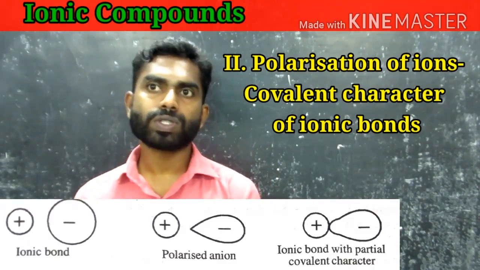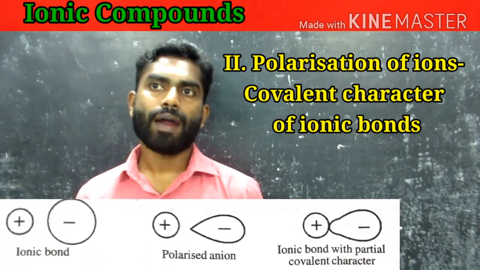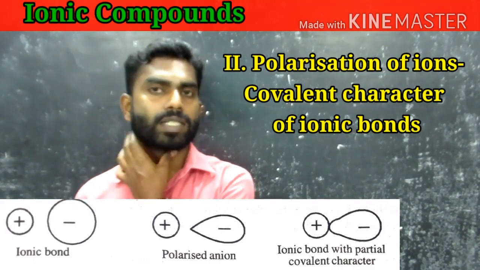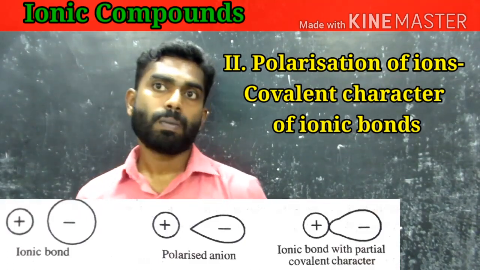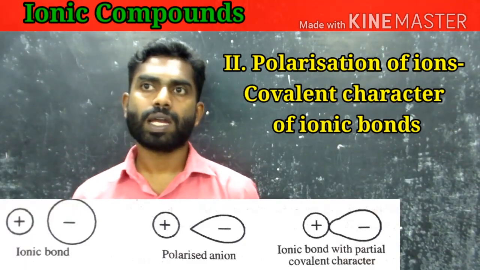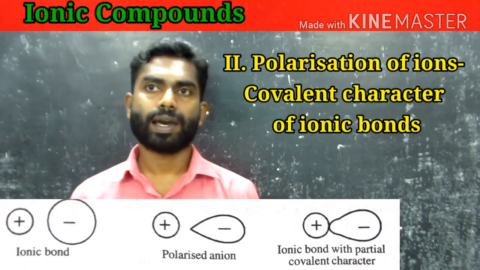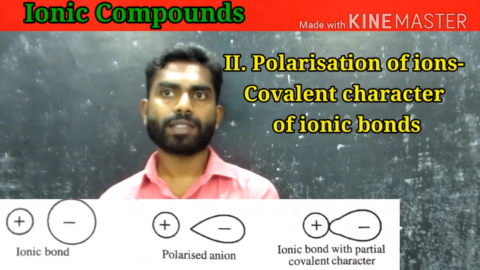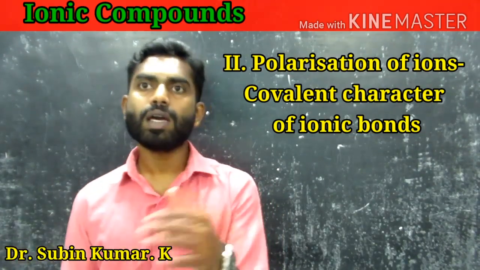The picture shows the extent of polarization. First an ionic bond, then polarized anions, then an ionic bond with partial covalent character. The development of covalent character in ionic compounds is given in the picture.